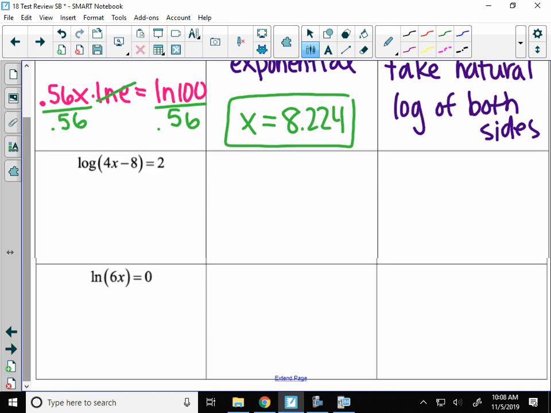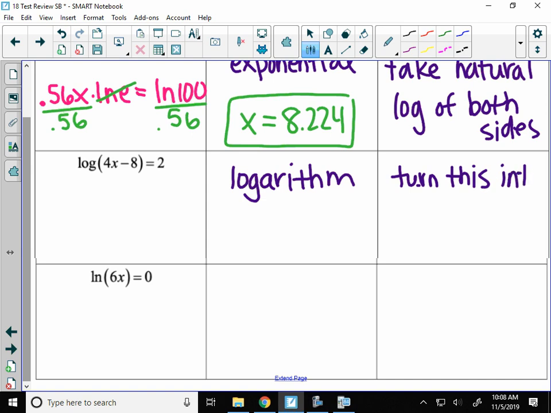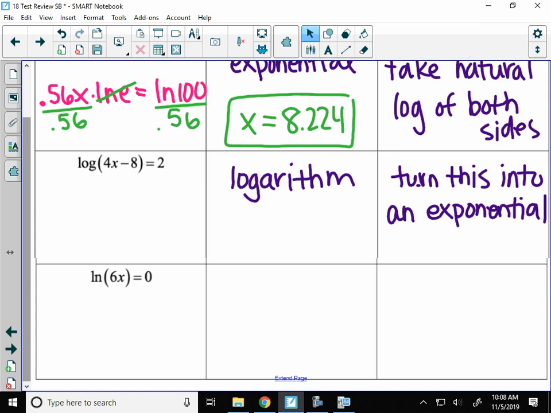What type of problem is this, a logarithm or an exponential? It's a logarithm because there's a log in it. Now, in order to solve a logarithm, I have to use its inverse. What's the inverse of a logarithm? Exponential. So I need to turn this into an exponential. Right? The inverse of a log is an exponential. So I'm going to use the definition of a log to turn that into an exponential equation. What's the base of this common log? 10.